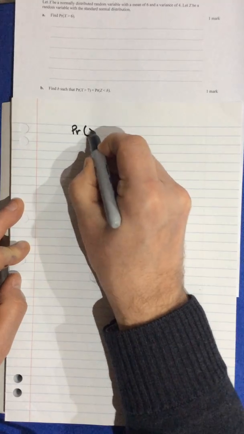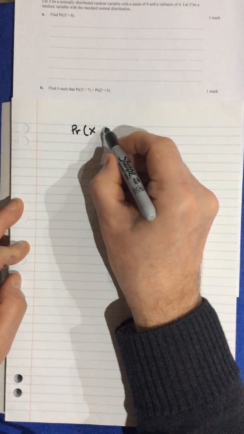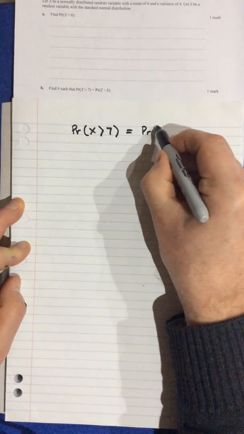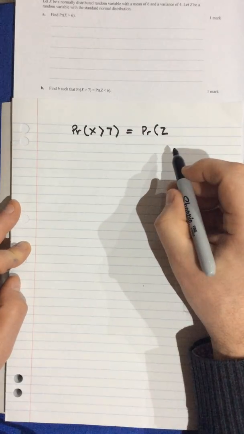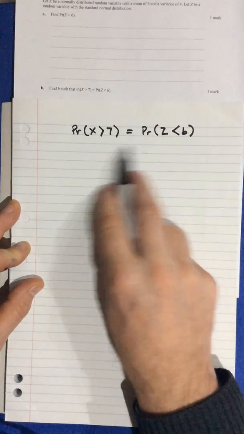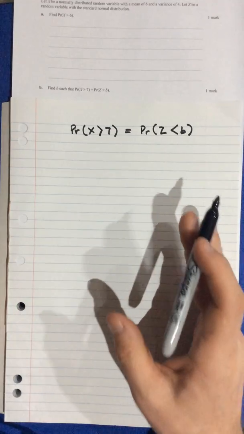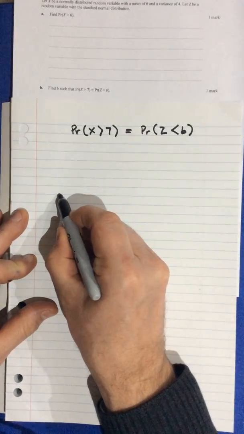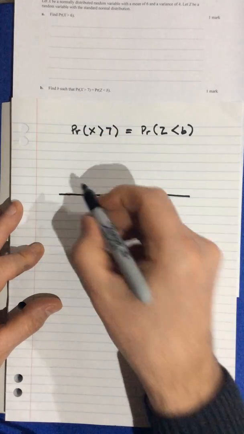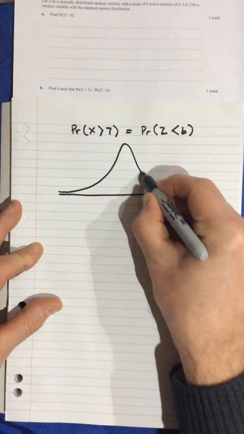So here's part B. They say, find a value B such that the probability that X, my normally distributed random variable, is greater than 7 is equal to the probability that Z, my standard normal distribution, is less than B. Okay, so find B such that this is true. Again, I like to try and do this visually, so I'm going to draw a graph of each of these two normal distributions.